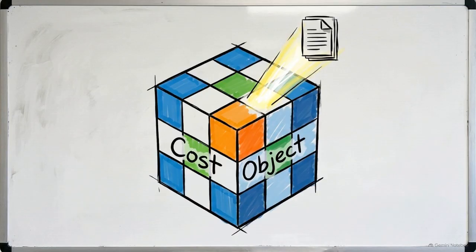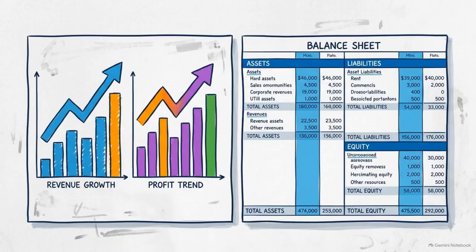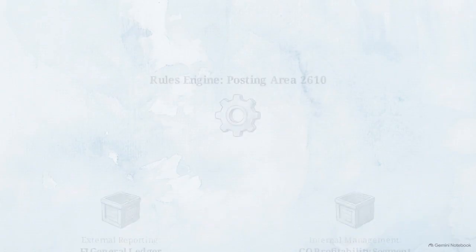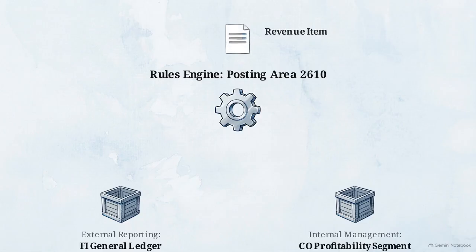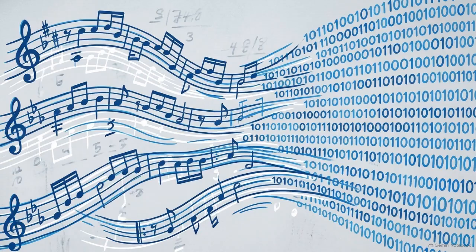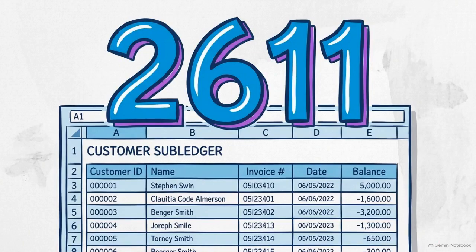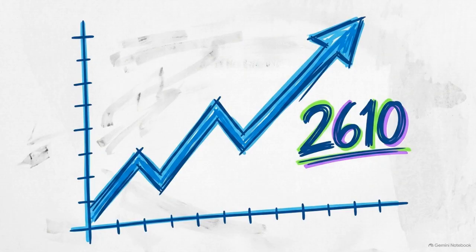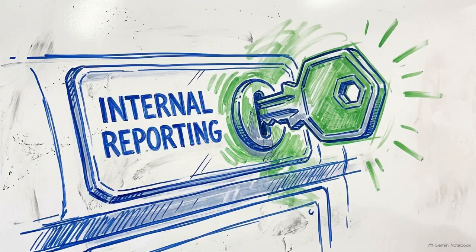This field connects the financial posting to a specific internal cost object, enabling profitability reporting to run alongside external statutory requirements. When a revenue item is processed, it passes through the 2610 matrix and updates the FI general ledger and the CO profitability segment simultaneously. This entire process is an automated symphony. 2611 manages the subledger reconciliation, 2610 maps the P&L, and CO keys update internal reporting.